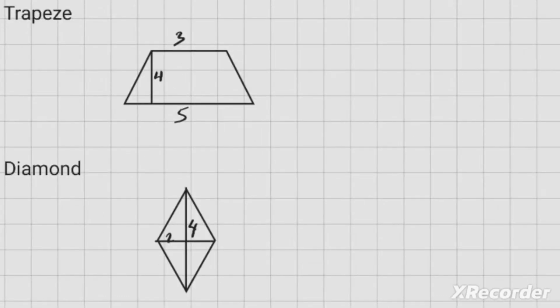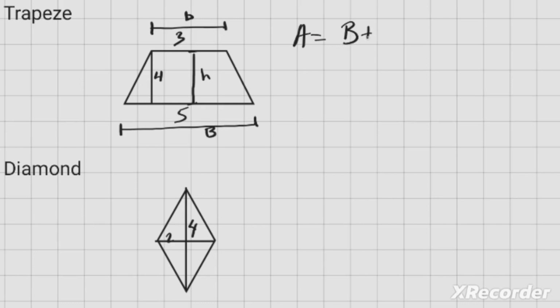So now we have the trapeze. So the trapeze, there are many parts. So this one is basically the small base, so let's call it just small b, and this one is the big base, so big B, and then this one is the height, so h. So the formula for the trapeze is just big base plus small base times the height divided by 2.